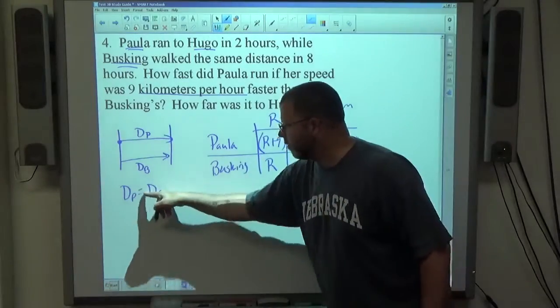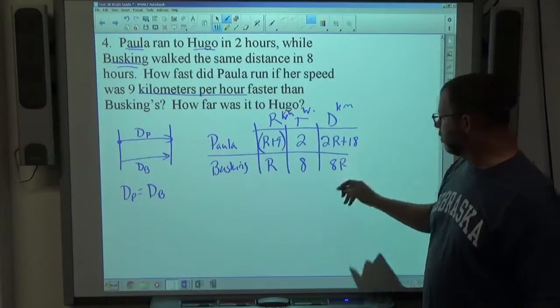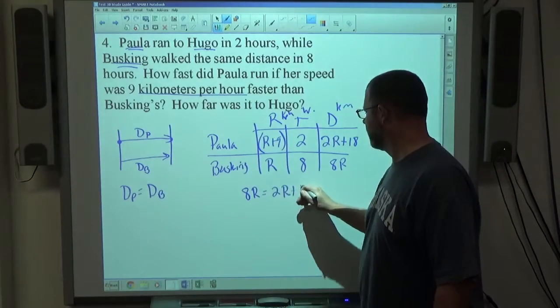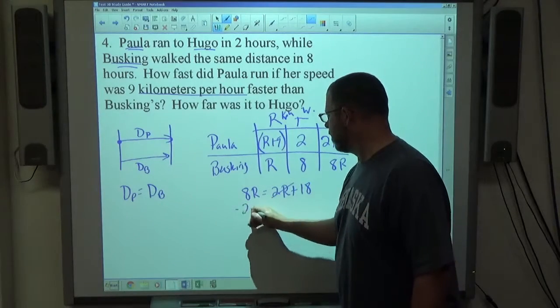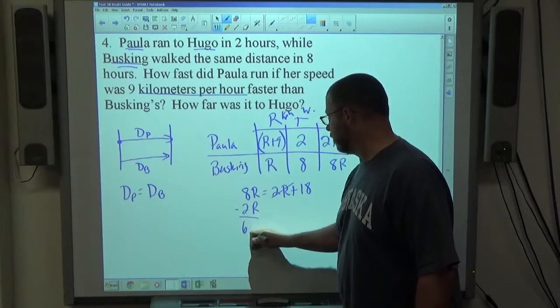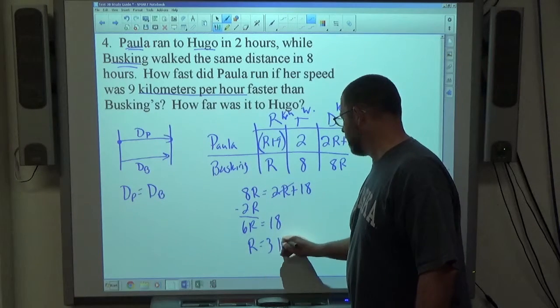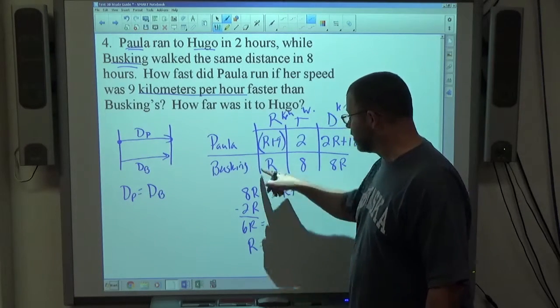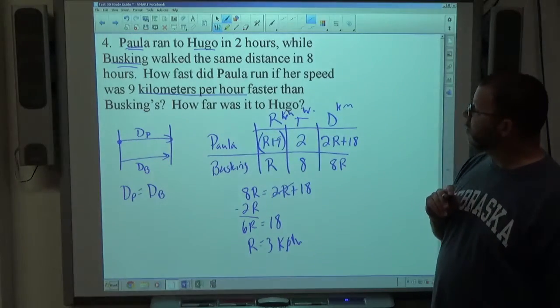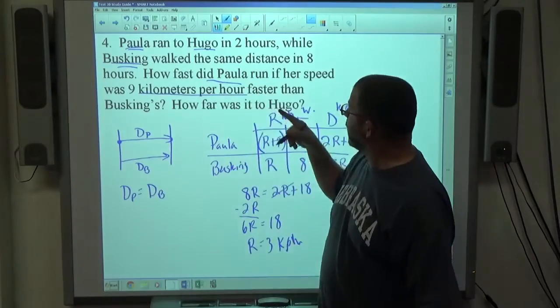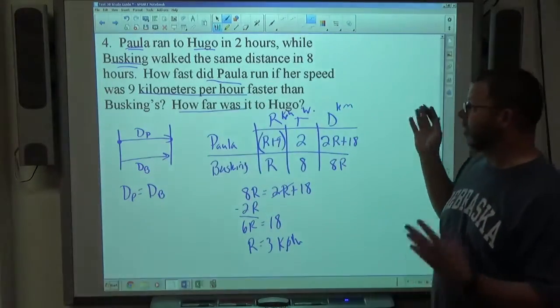According to our expression over here, they should be equal to each other, so we set those equal. I get 8R is equal to 2R plus 18. Minus 2R gets me that 6R is equal to 18. So R is equal to 3 kilometers per hour, and that is his speed. The question is, how fast did Paula run? And how far was it to Hugo? Those are the 2 questions.